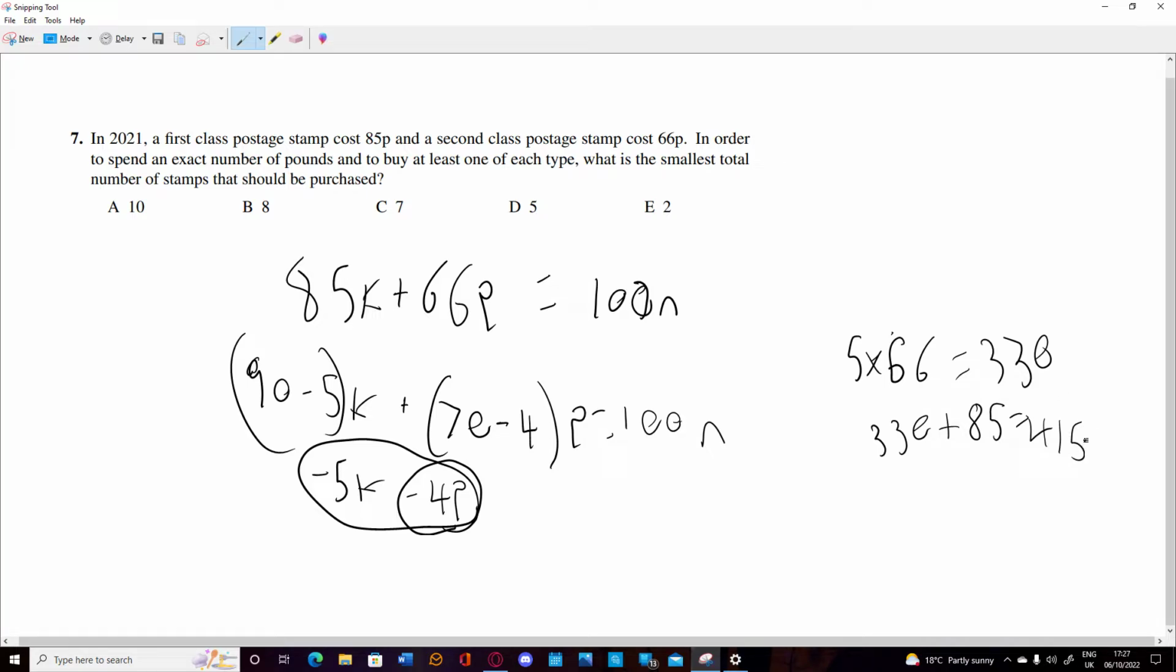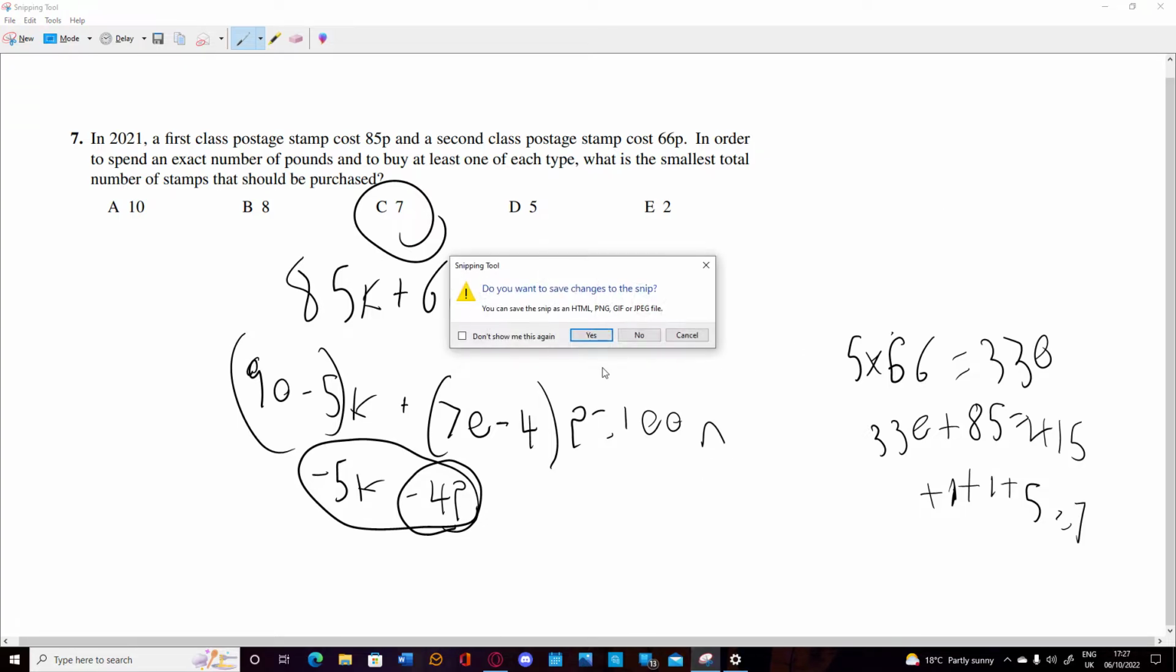And we can now see that we need one more 85 to add, and then we get a whole number. Then we get 500. So that's adding another one stamp, adding to this 85. This 85 means another stamp, and then the 330 means 5 stamps, which is equal to 7. That is C. Quite a lot of C's here.